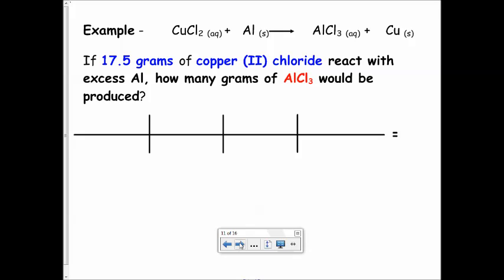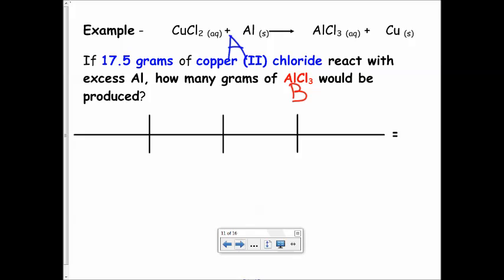Here's another example. If we have 17.5 grams of copper 2 chloride, and they're reacting with excess aluminum, so again, we just have unlimited rolls of aluminum foil, how many grams of AlCl3 would be produced? So we are now going from grams of A to grams of B. I want you guys to try this one out.